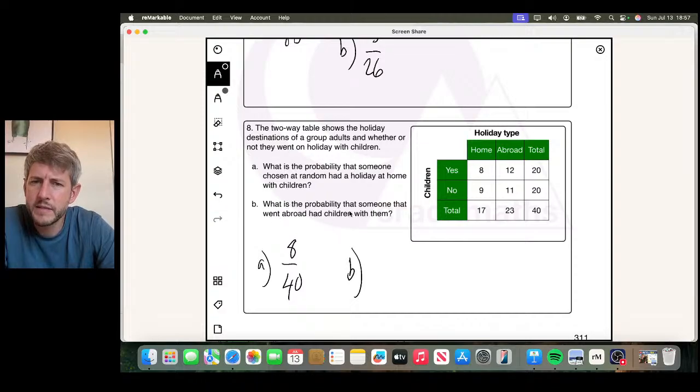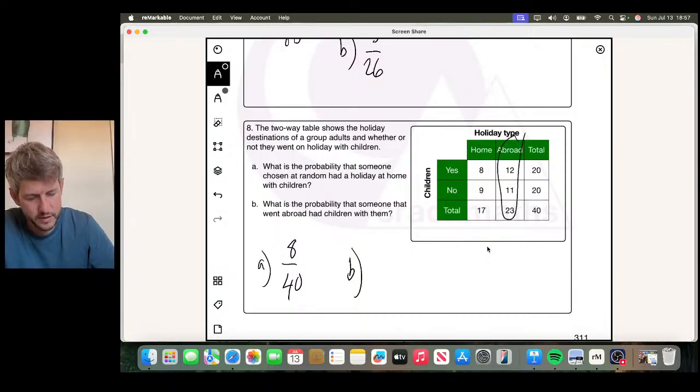What is the probability that someone that went abroad had children with them? Okay, so we're just looking at the people that went abroad. So that's this section here. So there's 23 people that went abroad and 12 of them had children.